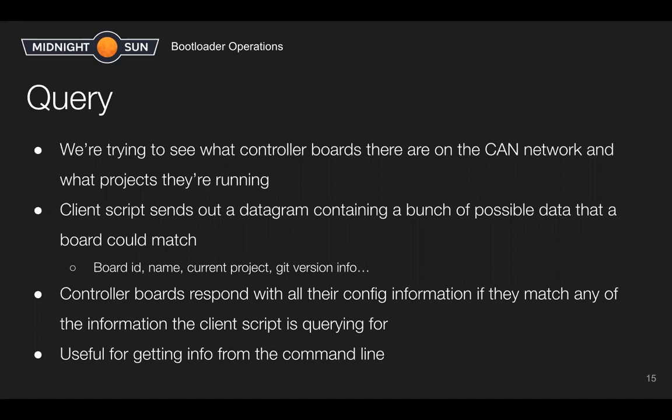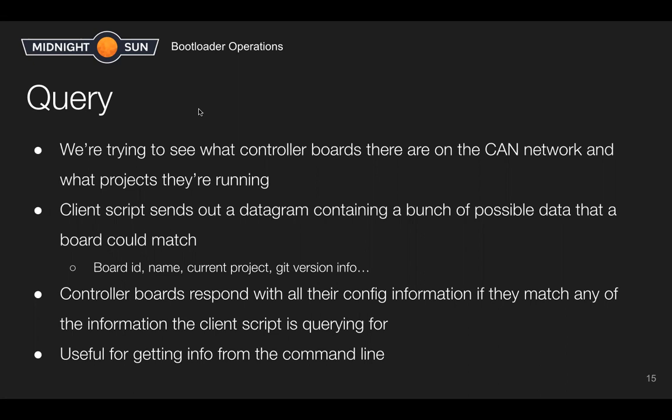So how this will be implemented is, the client script will send out a datagram which contains a bunch of possible data that a board can match. That could be the board ID, the name, the current project, Git version info, all of those fields that you saw in the configuration from before.